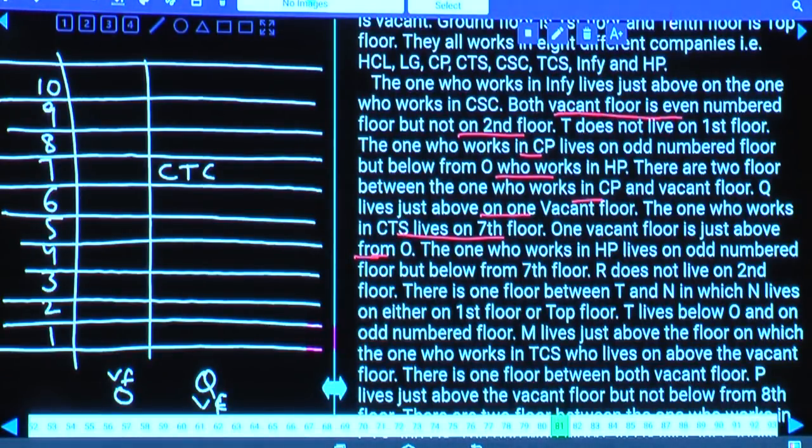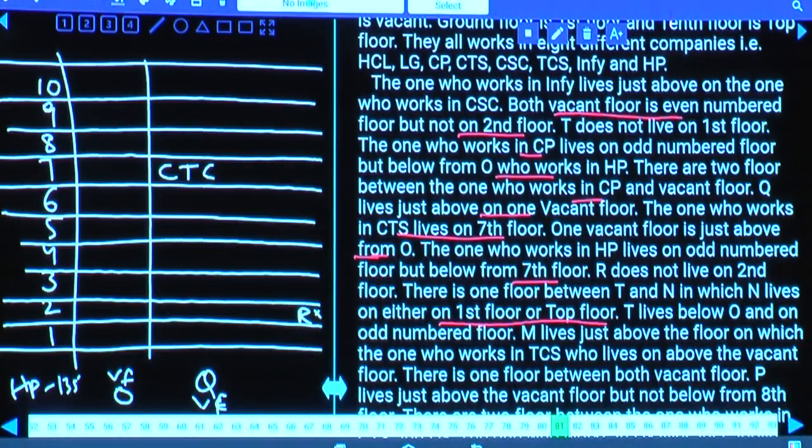The one who works in HP lives on an odd number floor, but below the 7th floor. HP is living on what? Below the 7th floor, odd number, it could be either 1, 3, 5. R does not live on the 2nd floor. And there is one floor between T and N. N lives either on the 1st floor or on the top floor, isn't it?